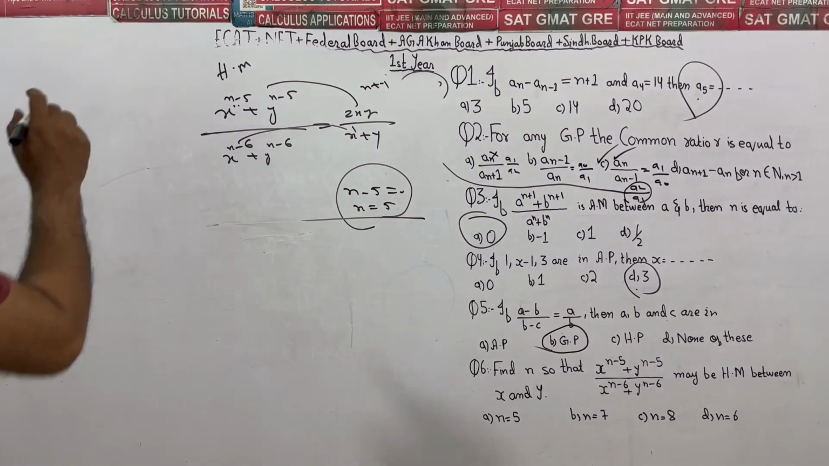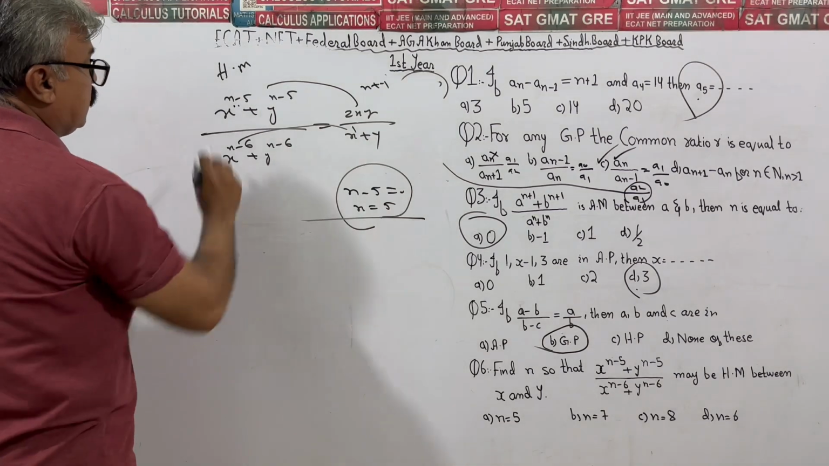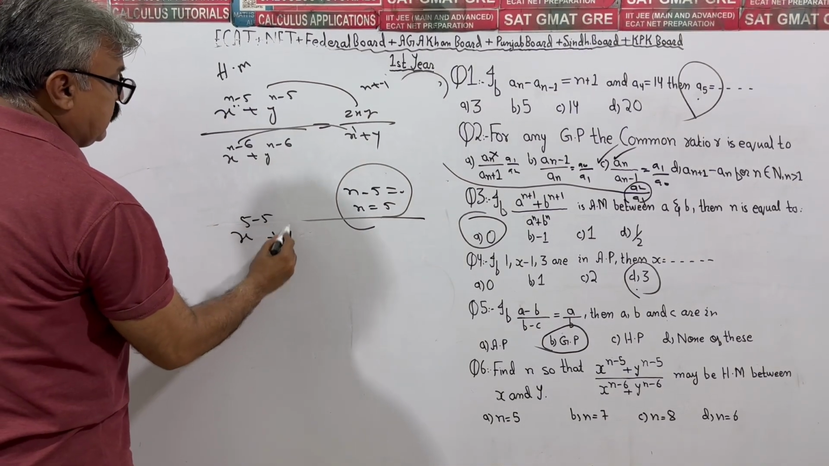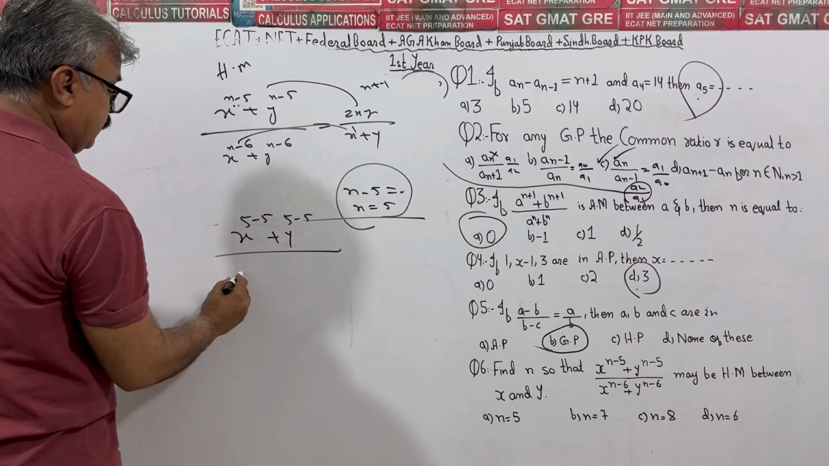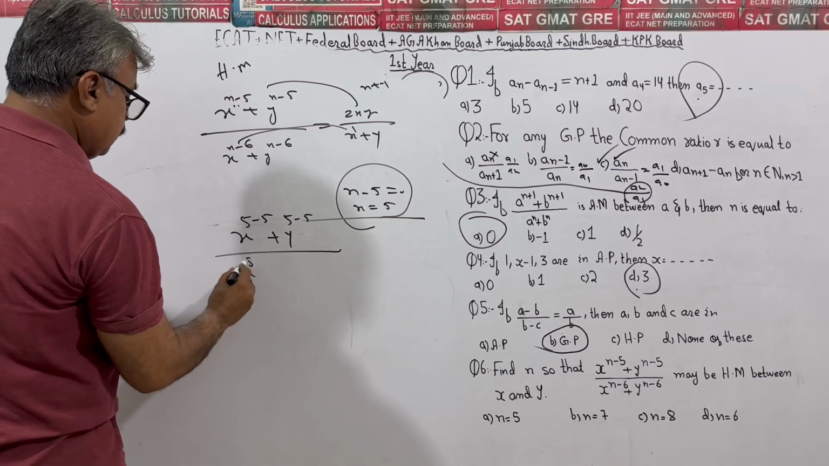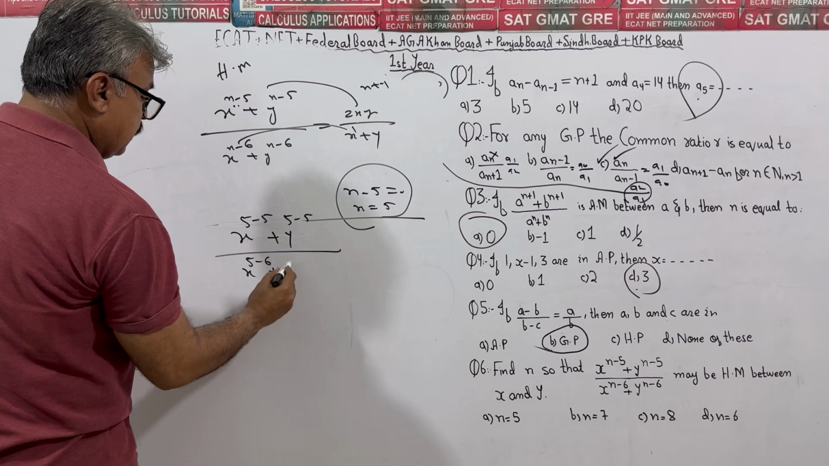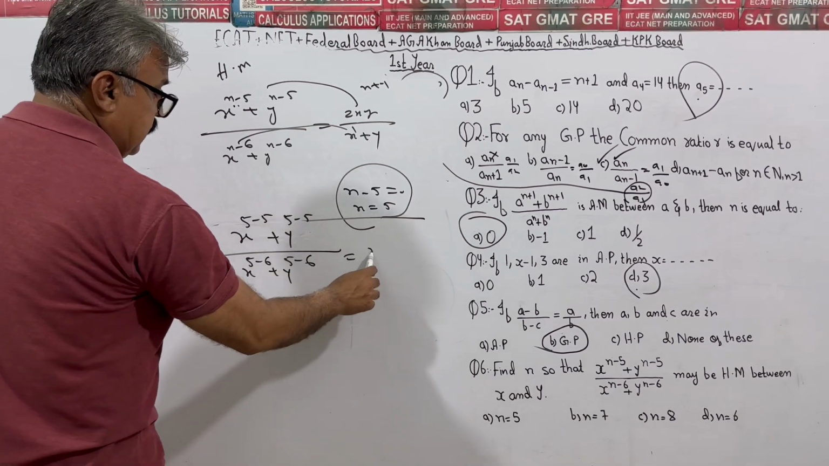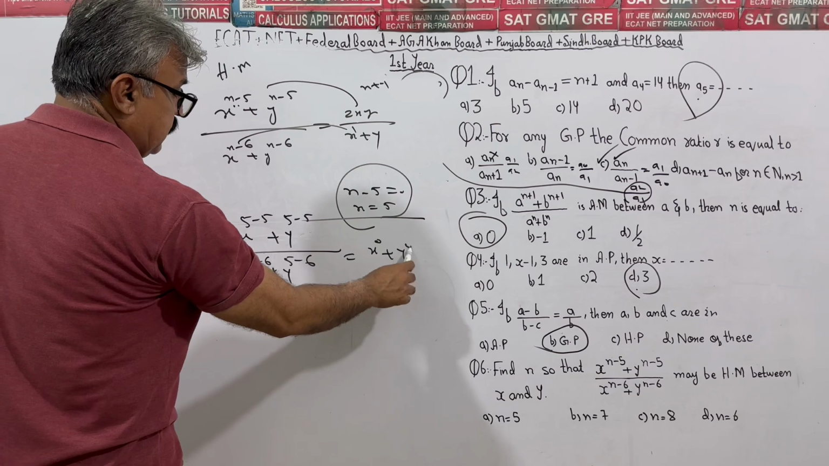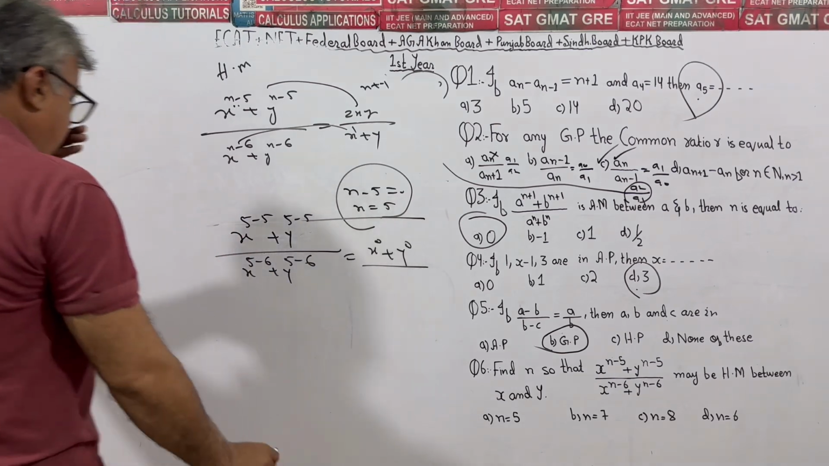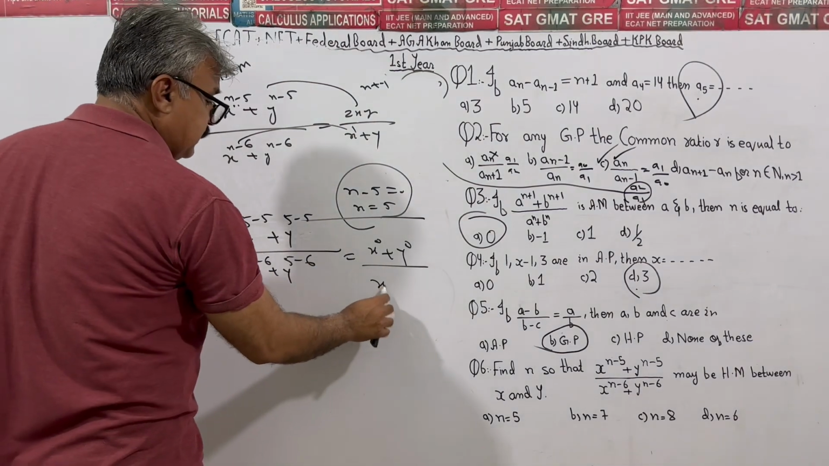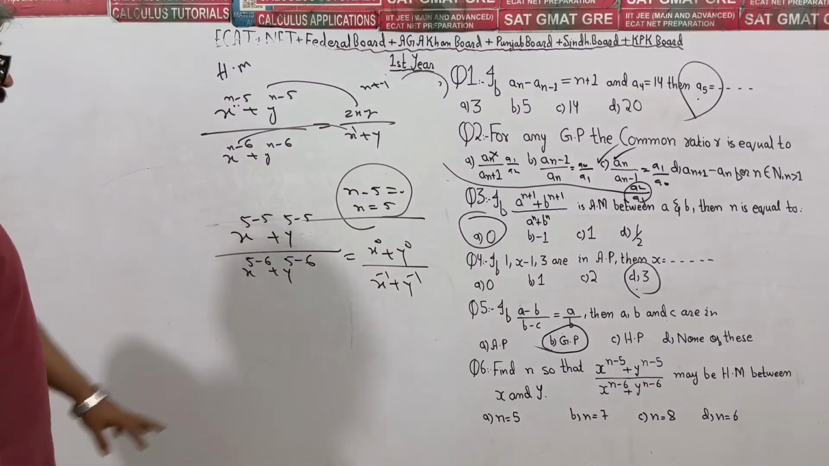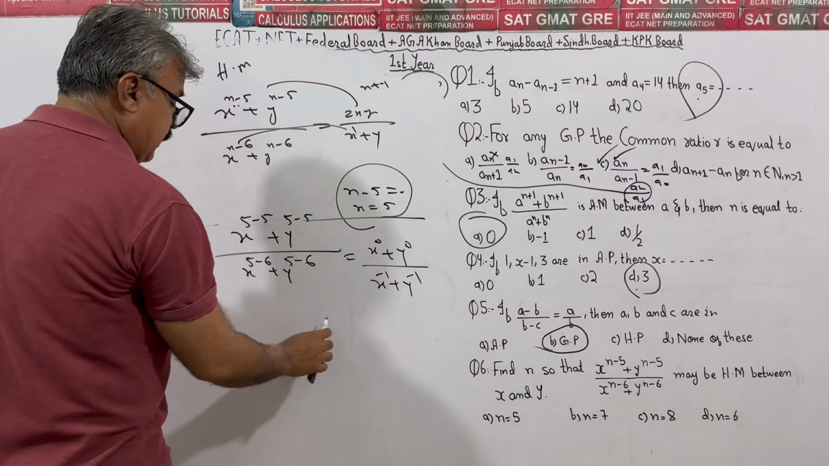Let's verify. Put n equal to 5. x raised to 5 minus 5 plus y raised to 5 minus 5, overall over x raised to 5 minus 6 plus y raised to 5 minus 6. 5 minus 5 is 0: x raised 0 plus y raised 0, over x raised minus 1 plus y raised minus 1. Both x and y are non-zero quantities, so they are equal to 1.